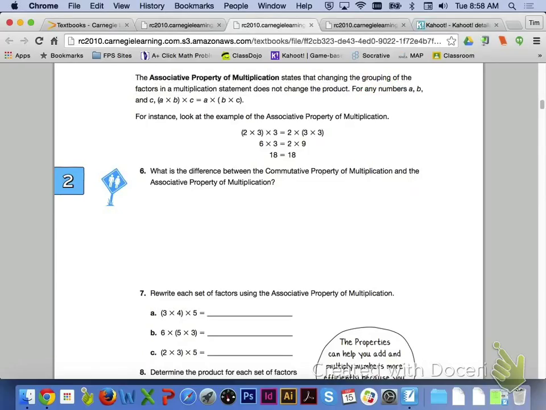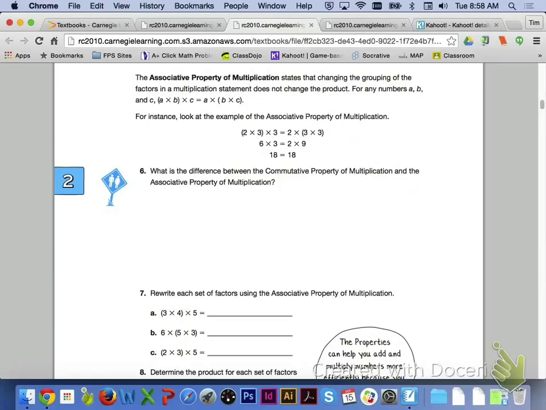Let's take a look at the example they give us of implementing the associative property of multiplication. You can see that we have the quantity of 2 times 3 times 3 is equal to 2 times the quantity of 3 times 3. So all they did, the order of the factors is the same, but all they did was change the grouping. They moved the parentheses. So you can see that if we follow the order of operations, 6 times 3 is going to be equal to 2 times 9. Your product is going to be 18.